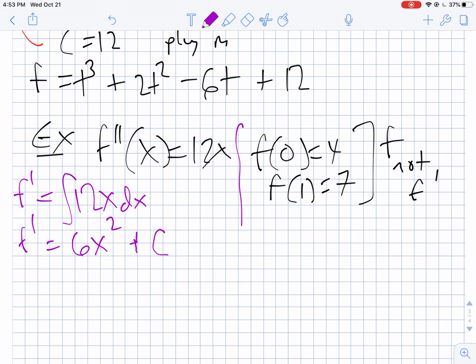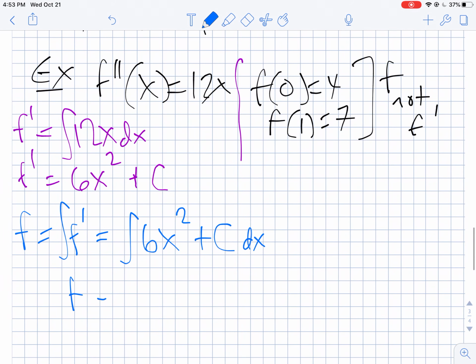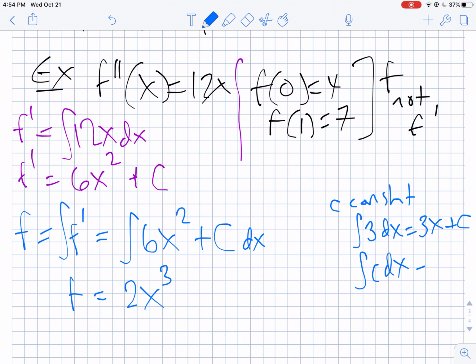So I just have to go one more step now, right? My f is the antiderivative of f prime, so I better just take the antiderivative of 6x squared plus c. Now, of course, when I integrate 6x squared, that's 6x cubed over 3, so that's 2x cubed. You might wonder, how do I integrate a c? Well, c is a constant. So if I integrate a constant like 3, we know the integral of 3 is just 3x plus c. So if I integrate a c, just some constant, I'm going to get cx plus some other constant there.